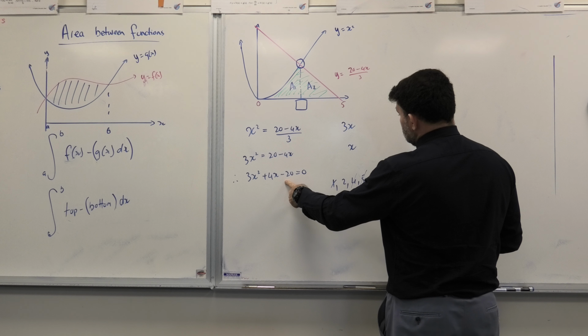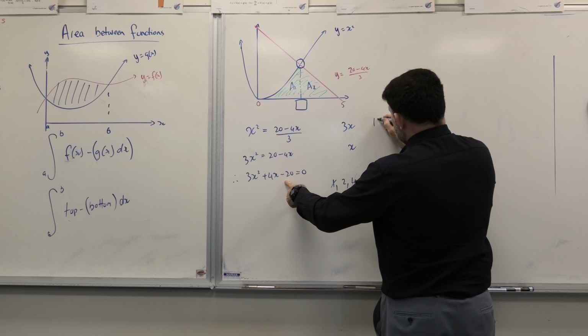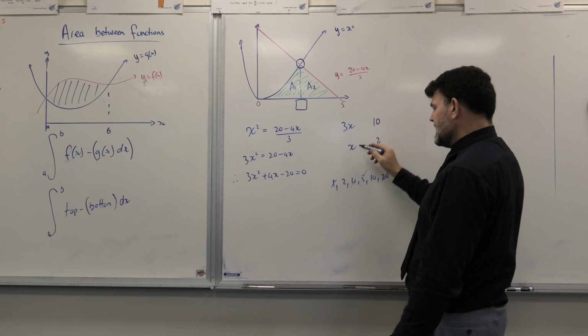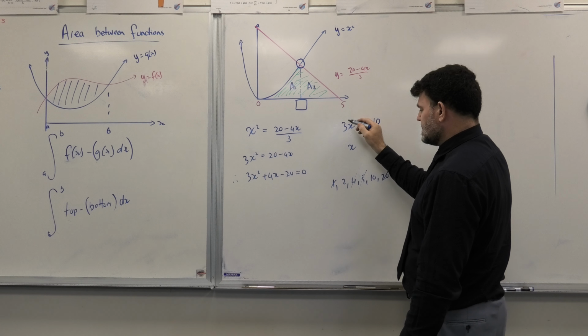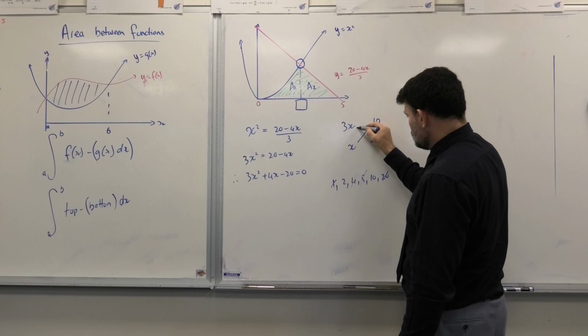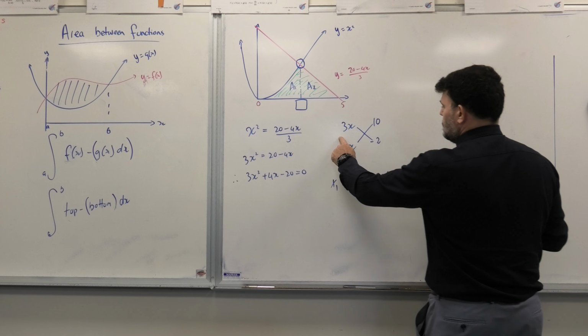One of them has to be negative. So how about I make this 10 and I'll make this 2. So therefore I've got 10x and 6x. If I make this subtraction, when these two multiply against each other, let's see what we get.